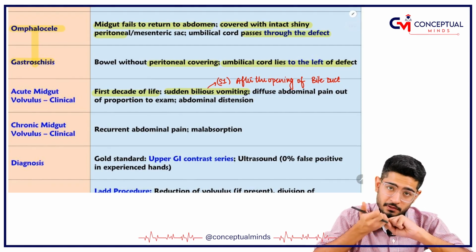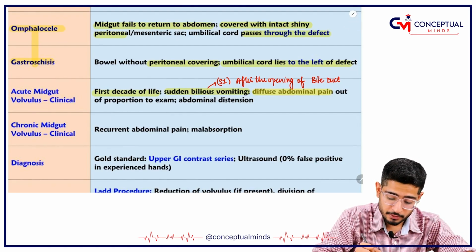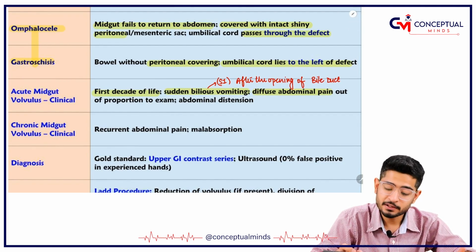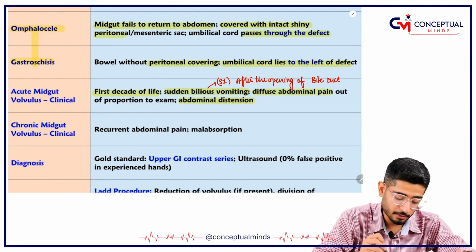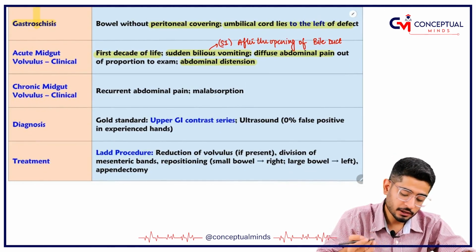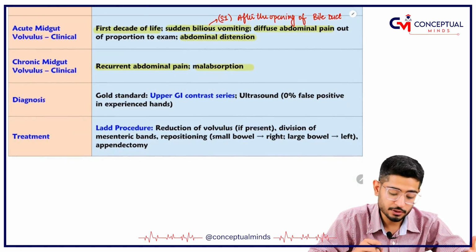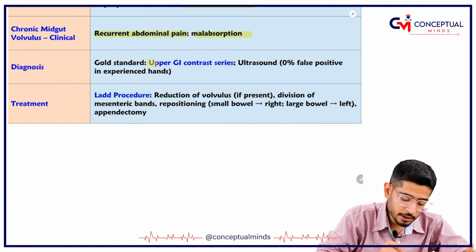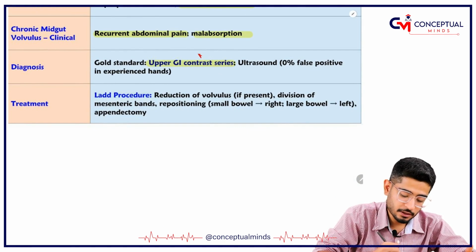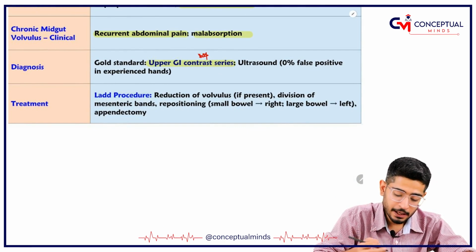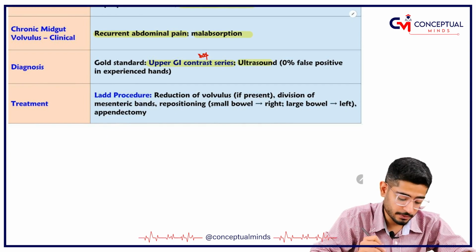Of course, because of the improper rotation, there is abdominal pain, and of course there will be abdominal distension. In chronic cases, there is recurrent abdominal pain, and of course malabsorption is going to occur. So how to diagnose it? You can do upper gastrointestinal contrast studies for sure, and ultrasound can also be done.